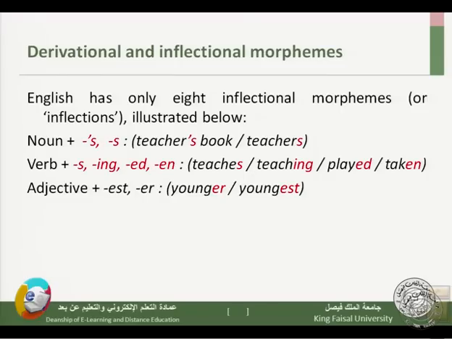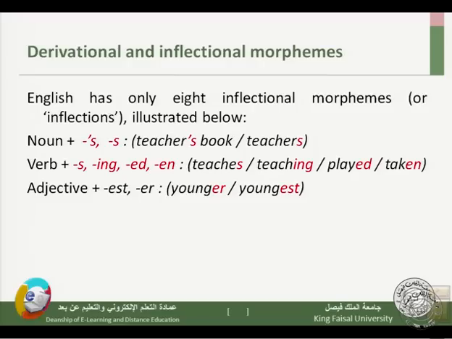A verb, we can add s, ing, ed, en. So each adding makes a difference. If we add an s to the verb teach, we'll have teaches, and that's the present tense. Teaching, that's the present participle form. Played, that's the past tense, and taken, for example, that's the past participle. So each adding shows a form.